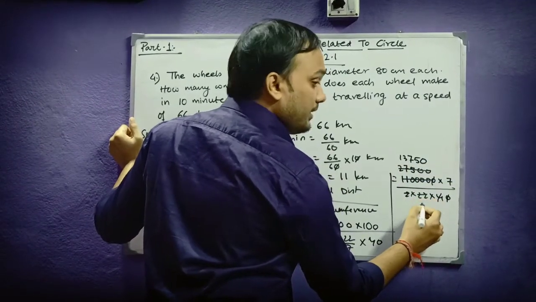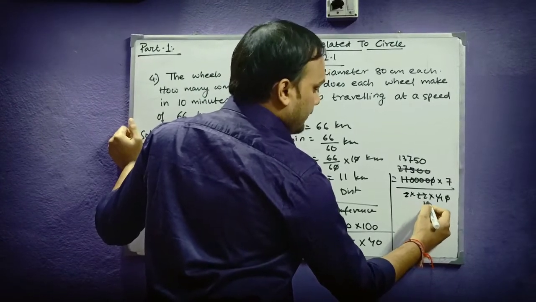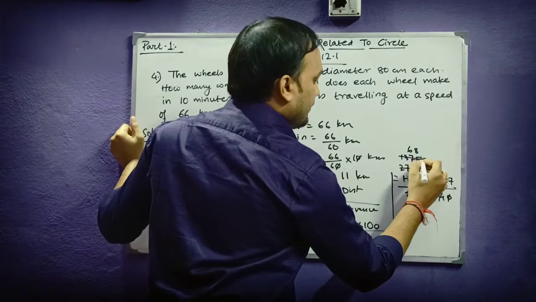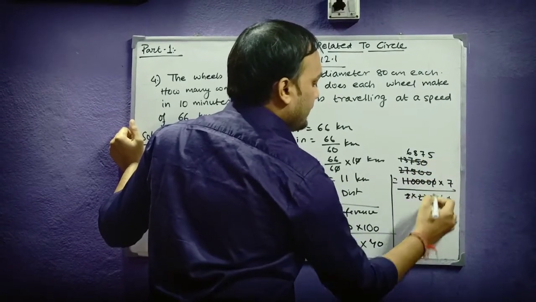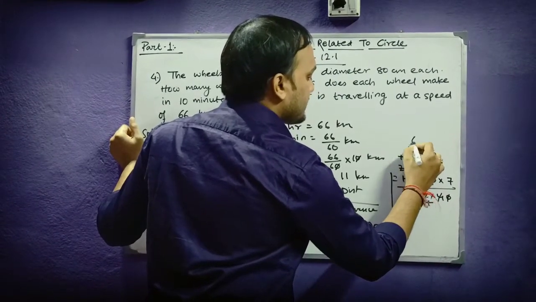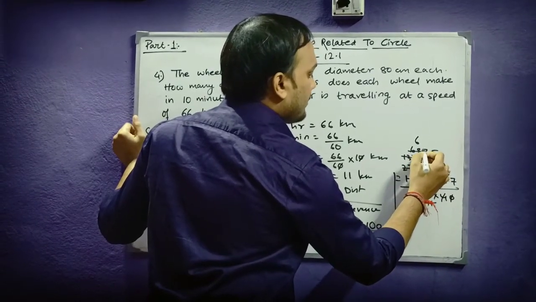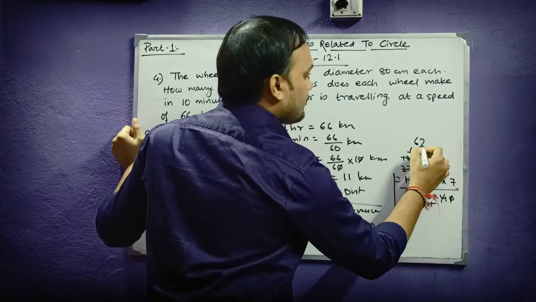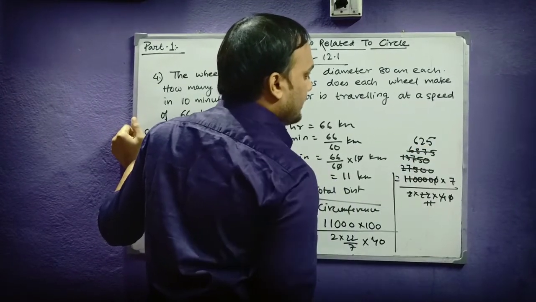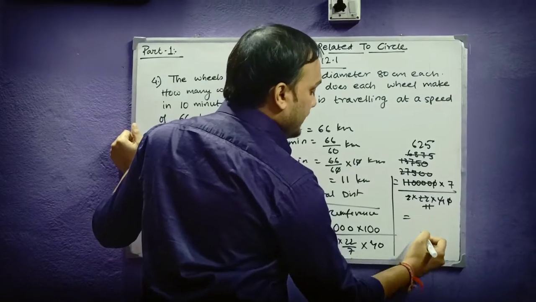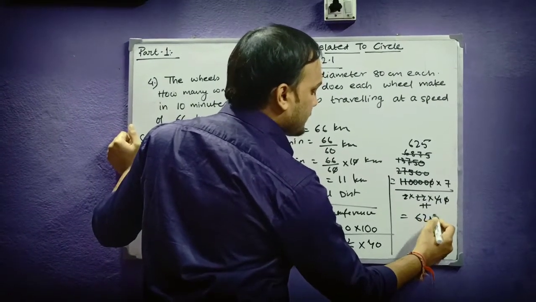Let us cut 22 with 2 again. It will be 11, 6, 178, 157, 105 and then with 11 it will be 6, then 27255, that means 625. So total revolutions each wheel is making is 625.